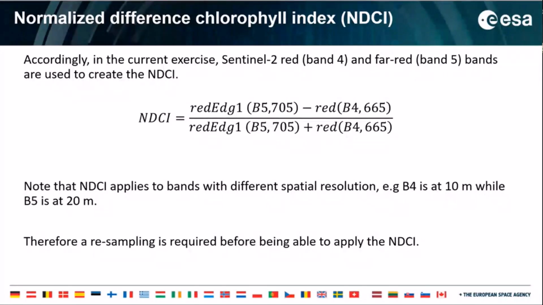The negative values indicate relatively oligotrophic type of water, that means water with little phytoplankton, while a positive value reaching 1 indicates eutrophic condition, water loaded with phytoplankton. You have to note that, as we mentioned, band 4 and band 5 are not at the same spatial resolution. So basically, you need to think about doing some resampling.